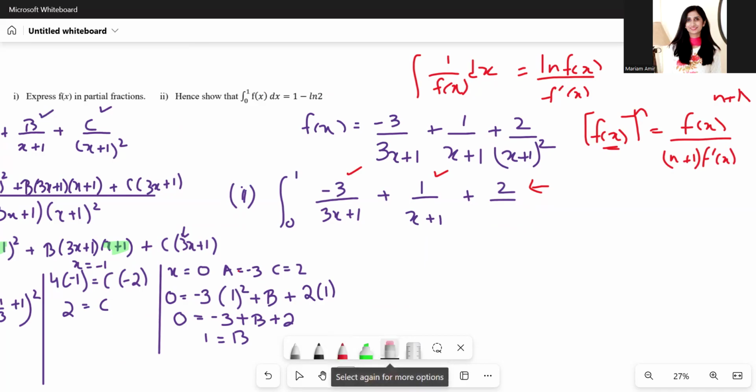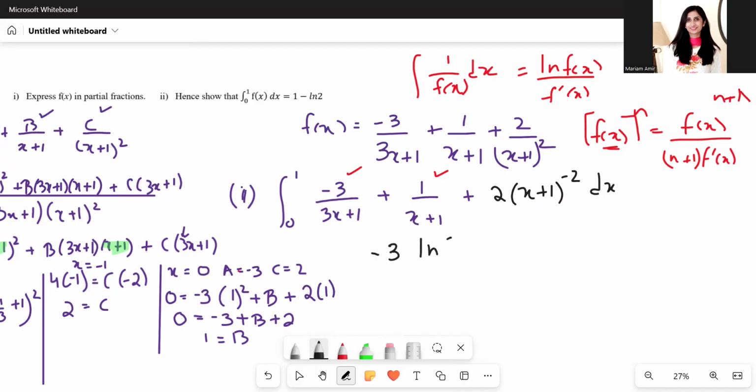In fact, before we integrate, I'm going to rewrite this as 2 times (x plus 1) whole power minus 2. Okay, now let's integrate. This will become minus 3, which can be ignored, and we'll write ln (3x plus 1). And in the denominator, we'll write f prime x, which is the derivative of this, which is 3. Plus, again the same rule, which will give us ln f(x), which is ln (x plus 1), divided by the derivative of this, which is 1.